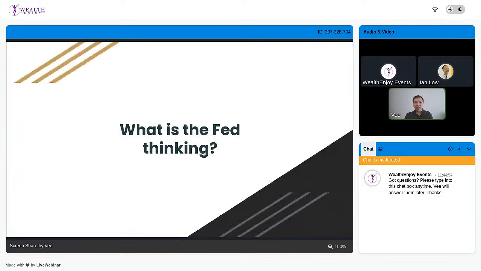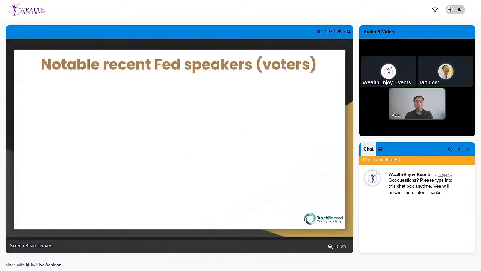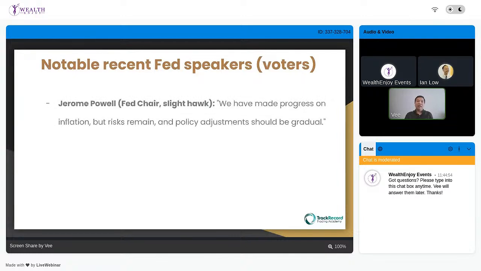So what is the Fed thinking? The Fed speakers are members of the Fed committee, which makes the policy decisions. On the committee, there are voters and non-voters. Some of the voters' recent comments are that we have made progress on inflation and risks remain, and policy adjustments should be gradual.